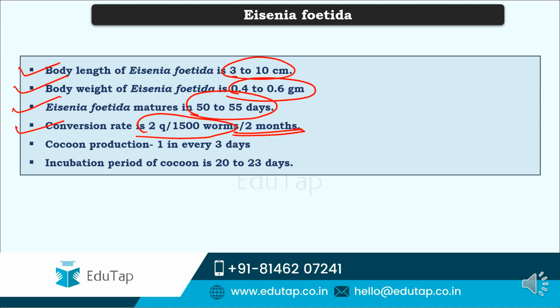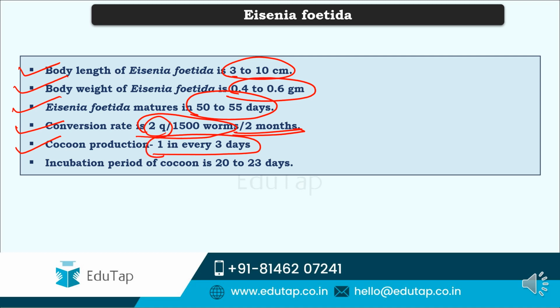Whatever farmyard waste is fed to it, within 2 months 1500 worms will convert 2 quintals of farm waste into compost. Cocoon production is 1 in every 3 days.